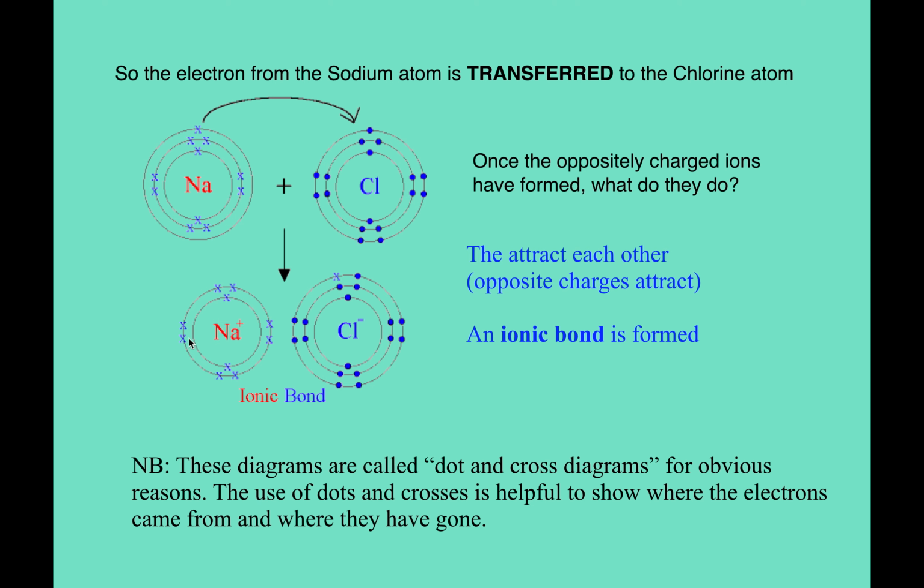These diagrams are called dot and cross diagrams. As you can see, the dots and crosses are involved. And the idea is it shows you where the electrons have come from and where they've gone. So here the chloride ion has got one cross from the sodium atom originally. And you can see that cross is there. So you can see that electron came from the sodium.